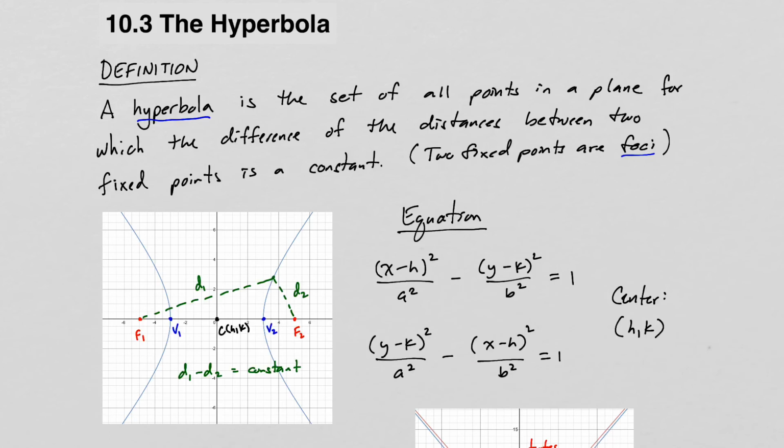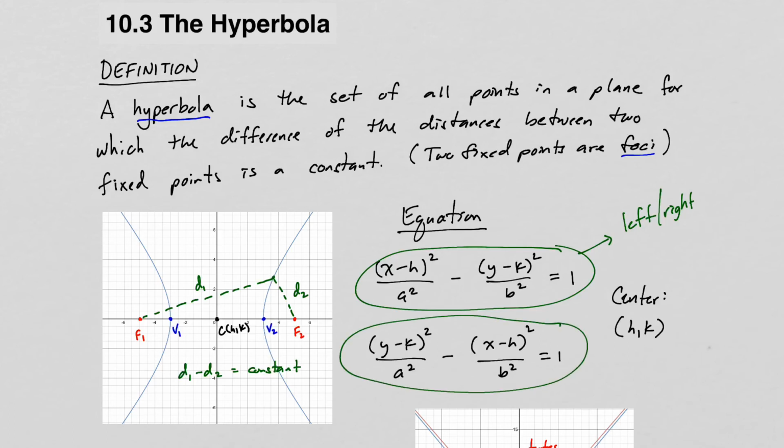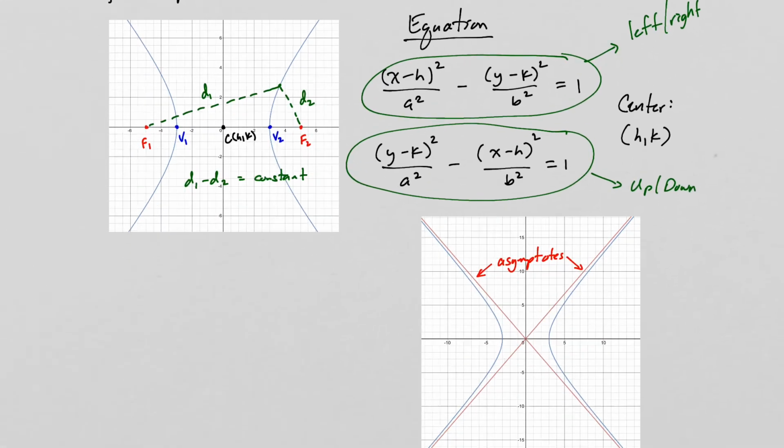Now, the other thing is you can have a hyperbola that opens to the left and to the right. That would be this equation, okay? So this equation would be a hyperbola opening left and right. And you can also have a hyperbola opening up and down. And we'll do examples of both of these. Before we look at examples, there's one more thing we have to talk about regarding this hyperbola.